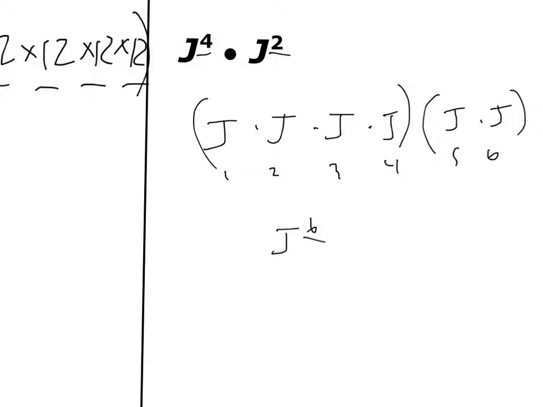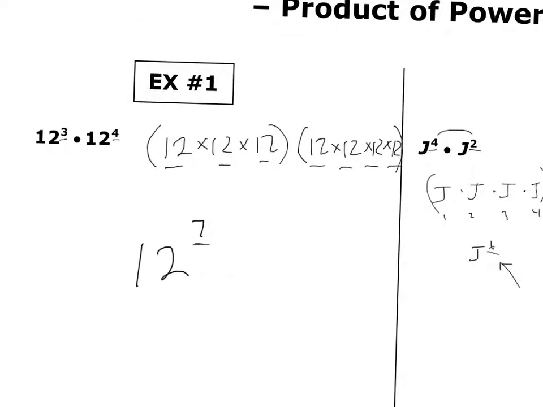The pattern that you're seeing is that when you have bases that are the same and you have exponents and they're multiplied together, you can add the exponents. 4 plus 2 gives you 6, and 3 plus 4 gives you 7. So that's where we're getting those solutions.